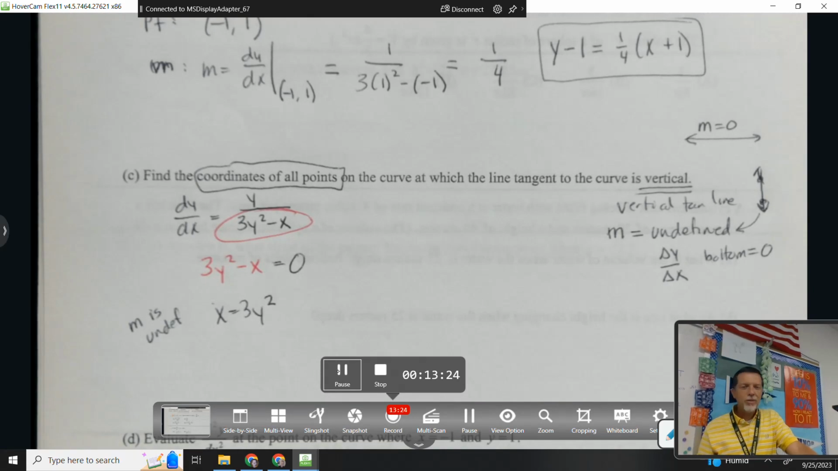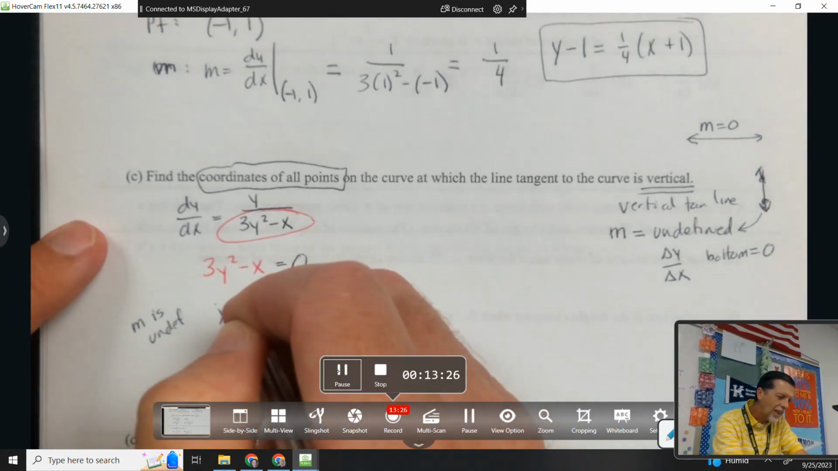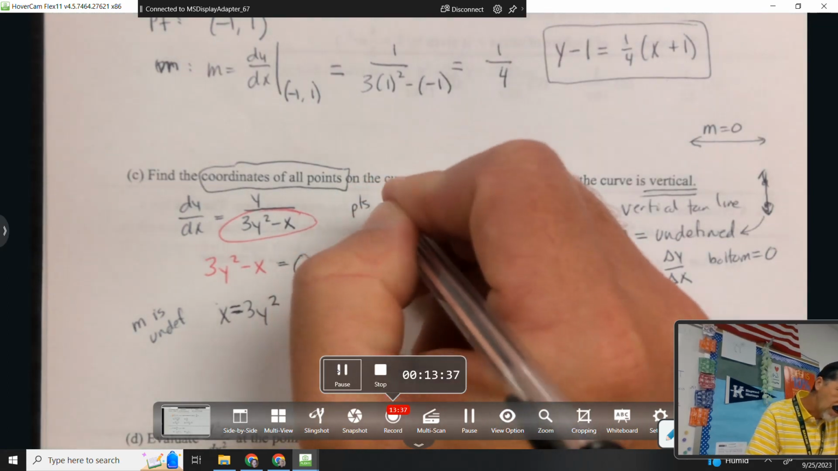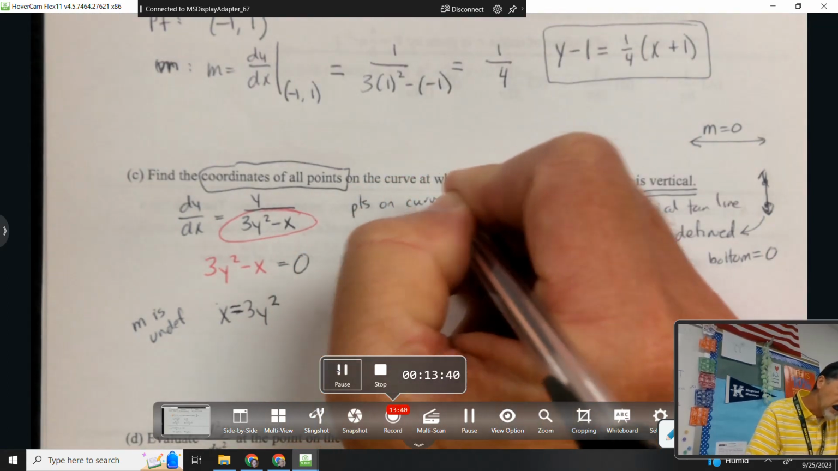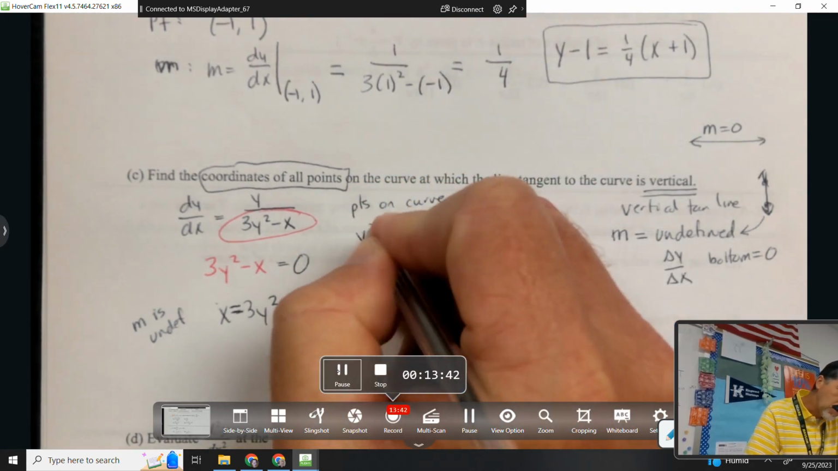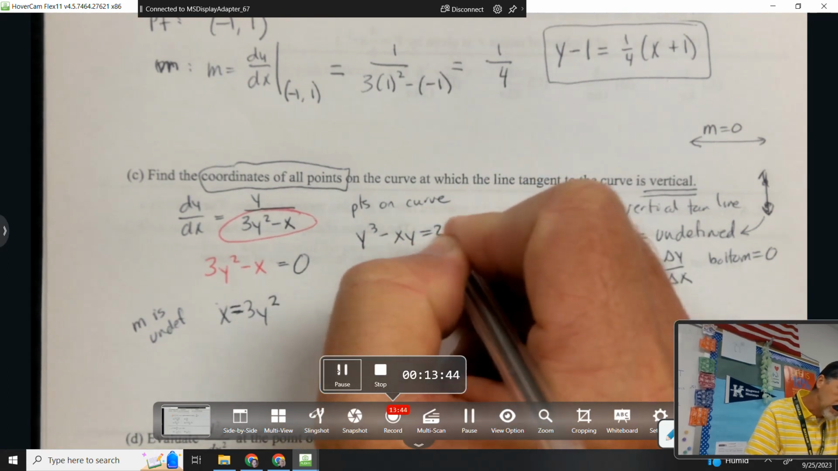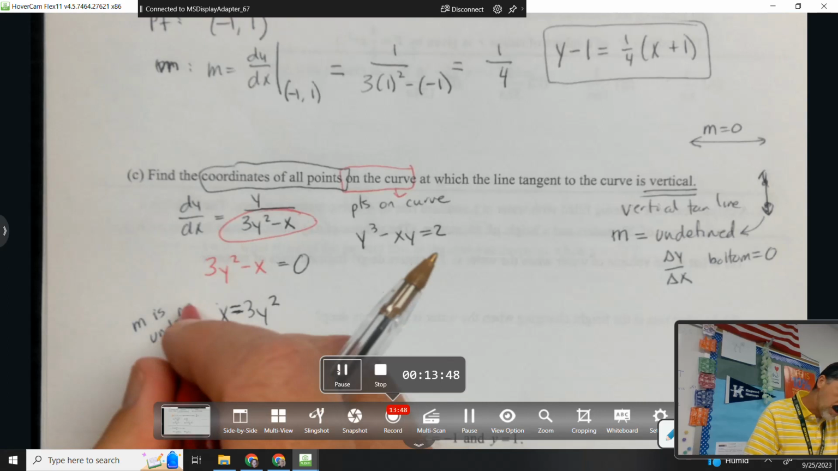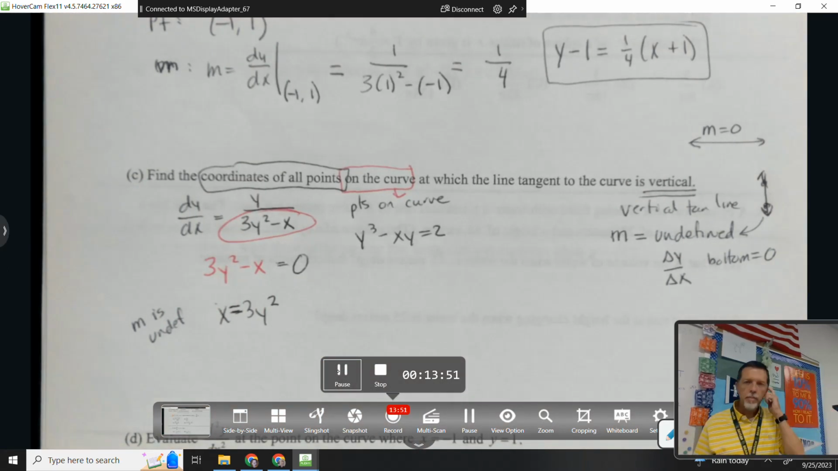But I don't have anything else. Wait a minute, I do have something else. We've done this a couple times where you have to go all the way back to that original equation. Points on the curve are given by y cubed minus xy equals 2. So we're going to have to use both of these.